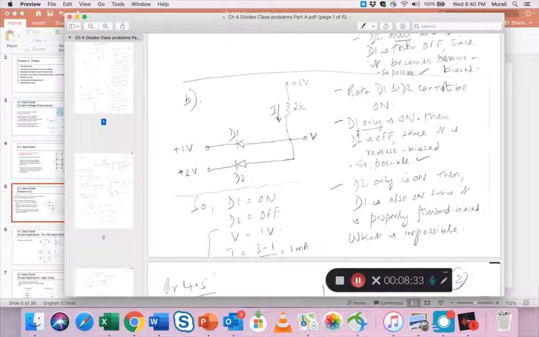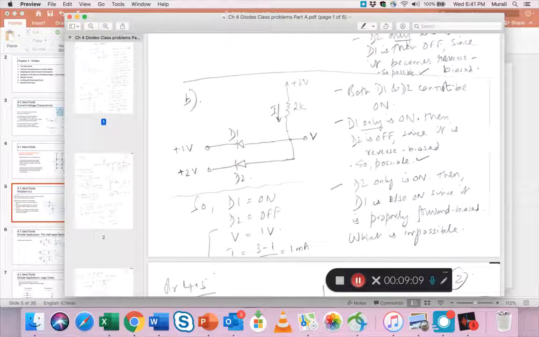Let's see if D1 only can be on. Can D1 only be on? If D1 is on, then this 1 volt becomes here, and so D2 is reverse biased, because the anode is at plus 1 and the cathode is at plus 2, so the cathode is more positive than the anode, which means reverse bias. So this is blocked, no problem, and this 1 volt comes here, and I put a check here to say yes, this is allowed.